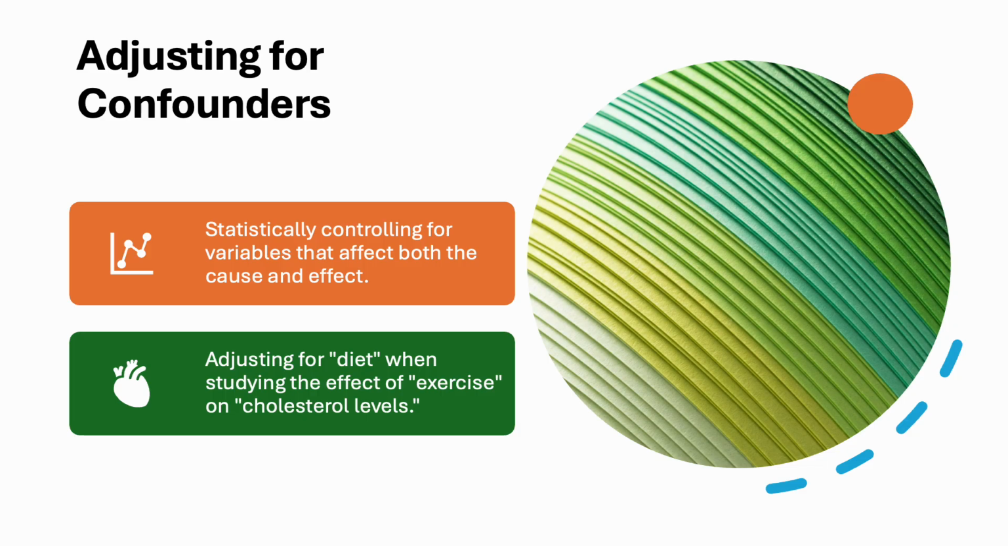Adjusting for confounders helps us isolate the true effect of variables we are interested in. Without this step, our conclusions might be skewed. For instance, if we ignore diet, we might think exercise has a bigger or smaller impact on cholesterol than it actually does. By controlling for confounders, we ensure our findings are reliable and reflect real cause and effect relationships.